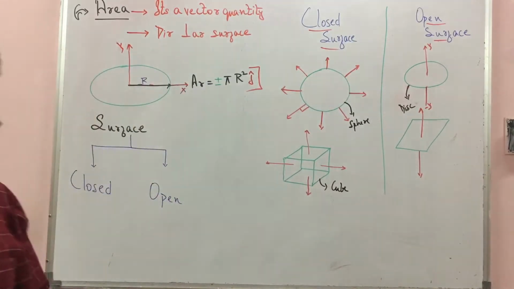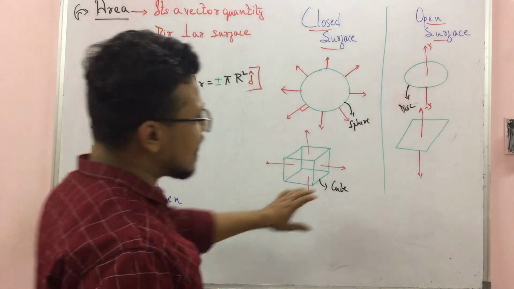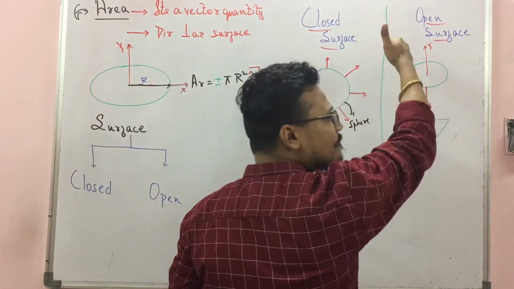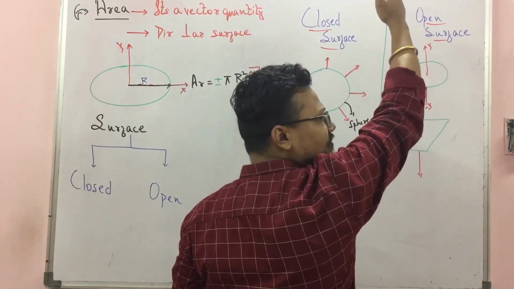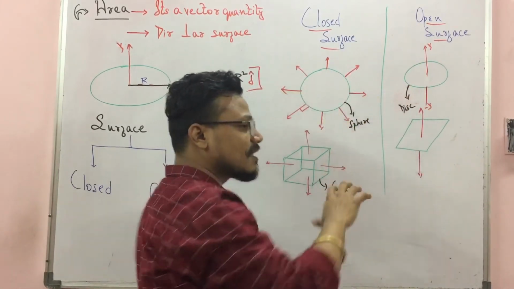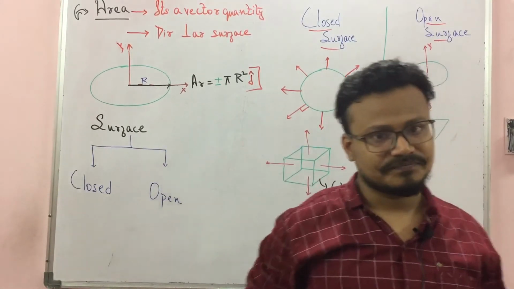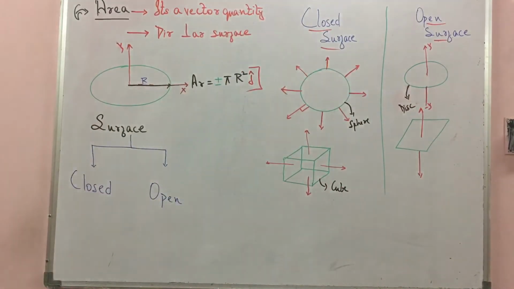You got the difference? What exactly is it saying? It is saying that the area vector direction will always be perpendicular to the surface, whether the surface is closed or open. If it is an open surface, it will act like this: curl the finger up, curl the finger down. But in a closed surface, what will happen? As the surface is perpendicular, it will be acting on that perpendicular.